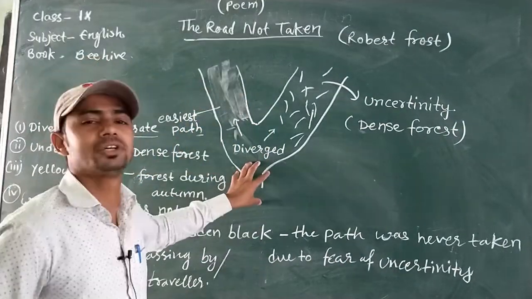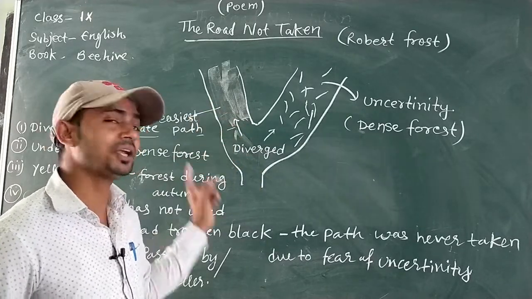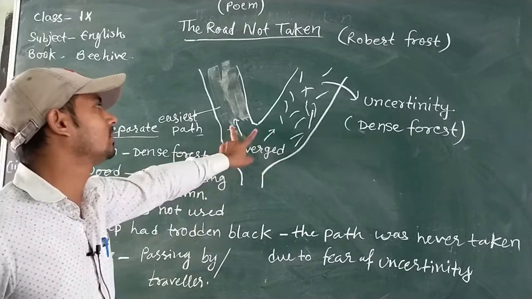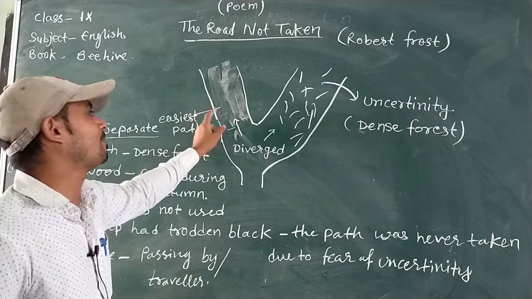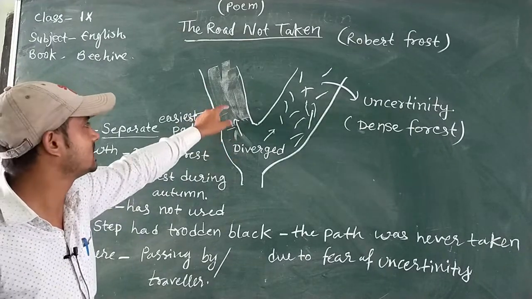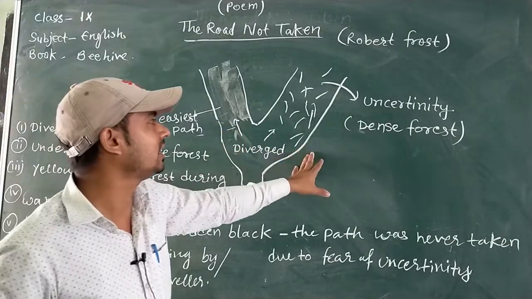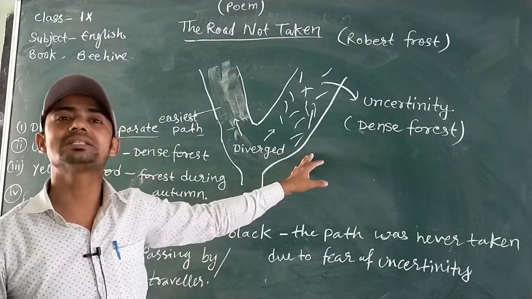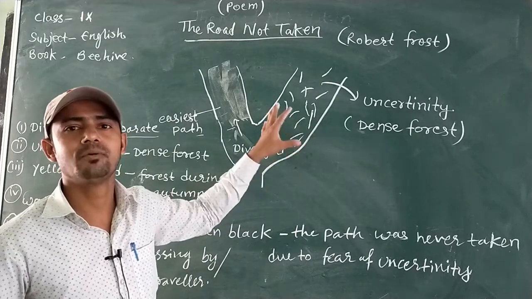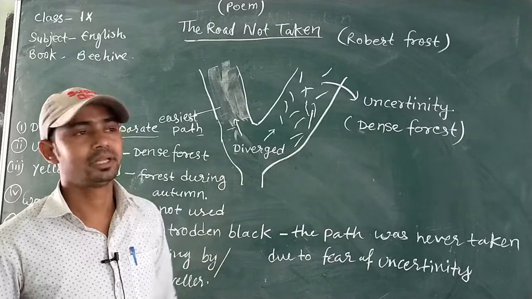The poet is at the diversion and he has to choose a single one. There are two paths. One defines the easiest path that everyone moves towards. Look at this. This is the easiest and smoothest one. But the other one is the path of uncertainty, meaning woody path, grassy path, rocky path.